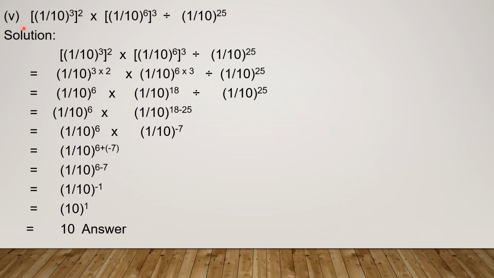Part number 5. 1 by 10, power 3 and 2. Double powers are given to us. Here again 6 and 3 double powers are given to us, and here we have only 25. So students, what we have to do, we will first of all convert these double powers into single power. How? By multiplying it. 3 will multiply with 2, 6 will multiply with 3.